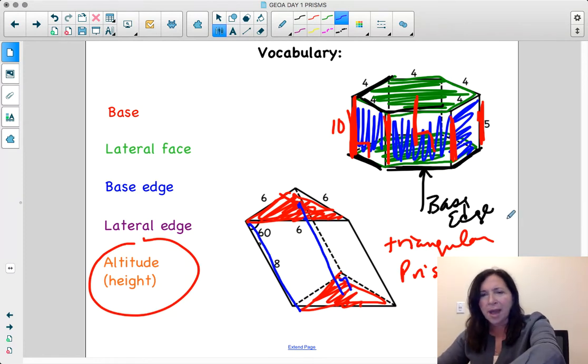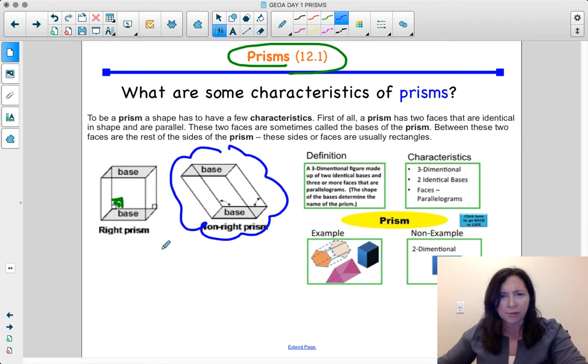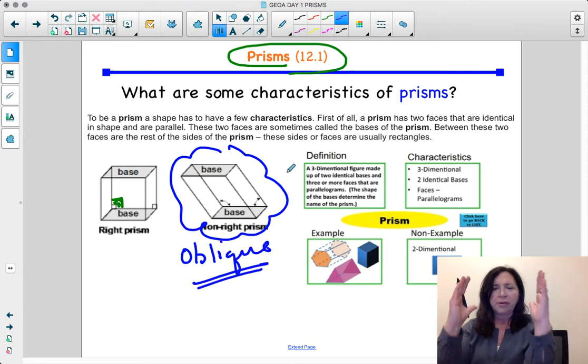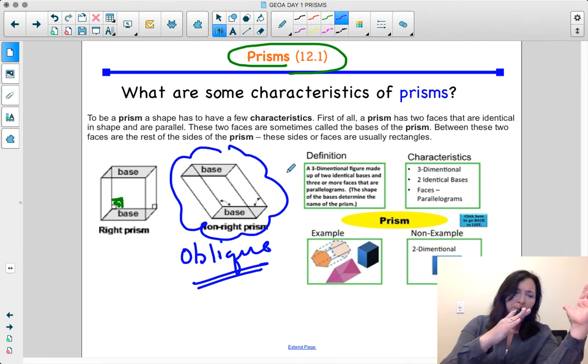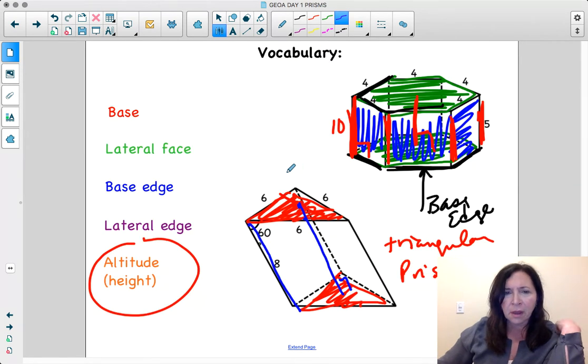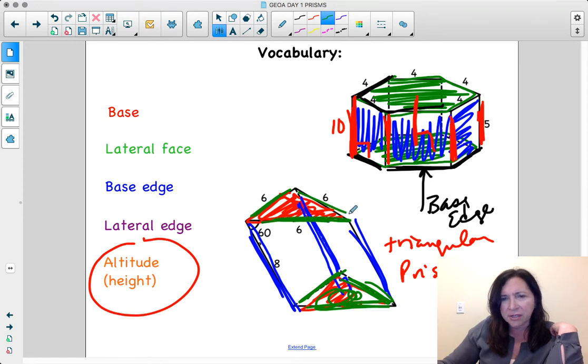Now, I want to go back real quick because I didn't talk about this right here, which is not a right prism. Those we call oblique. I know that word's not on here, but that's what they're called, oblique. They're a prism that's sort of tilted. So that's an oblique prism, so it's tilted. Again, you have lateral edges, lateral edge, lateral edge, lateral edge, and on this side, base edge, base edge, base edge, base edge, base edge, and base edge.